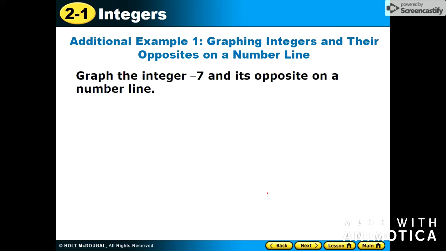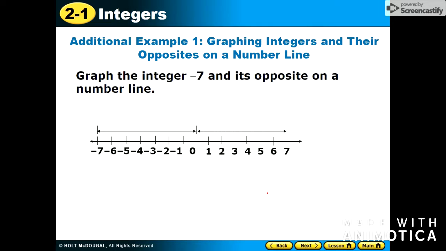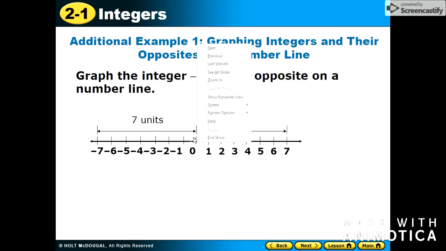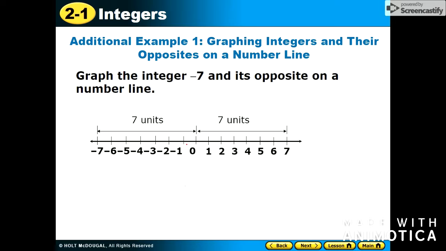Okay, here is our first example, and this one should match up with your example on your piece of paper as well. It says graph the integer -7 and its opposite on a number line. Okay, so if we were to draw a number line, you have to go up to 7, and make sure when you're drawing your number line, the first one to the left would be -1. Sometimes it can be tricky. Some students will start with -7 and then count down here. Make sure it's 1 away from 0, so it's -1.